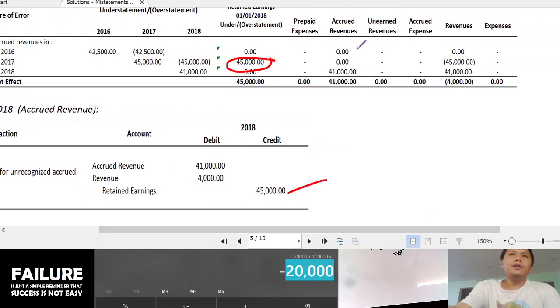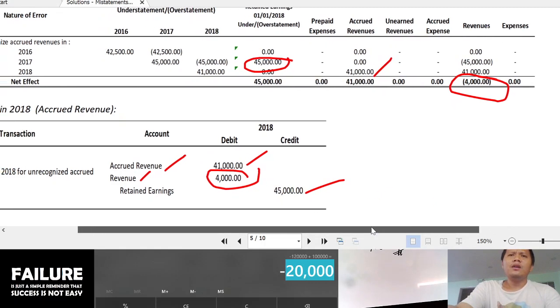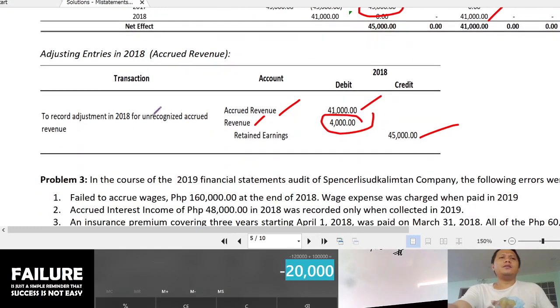Your accrued revenue, which in simple terms is a receivable, understated daw by 41,000. So, you debit it by 41,000. The revenue, you have a net overstatement of 4, kaya dapat mo bawasan. Debit your revenue by 4,000. So, that is for our second exercise.